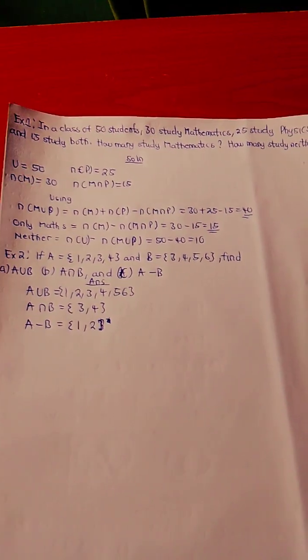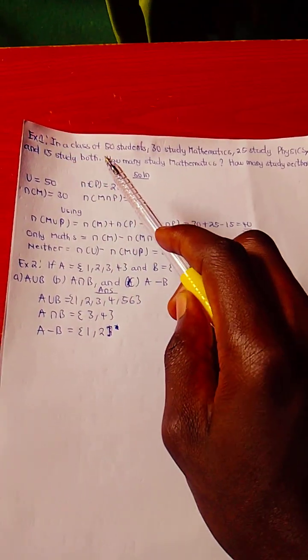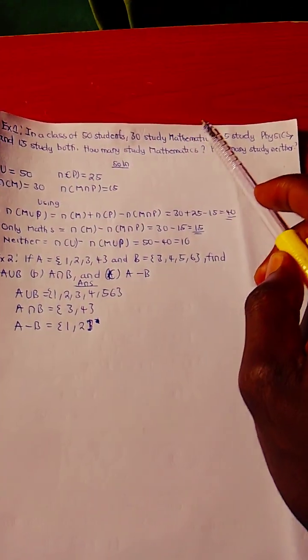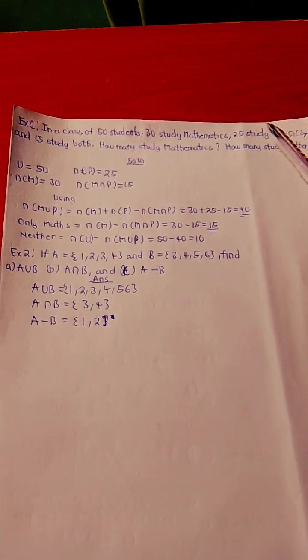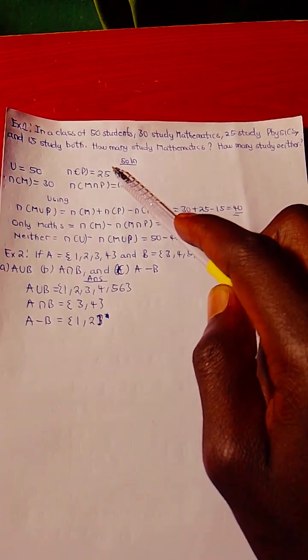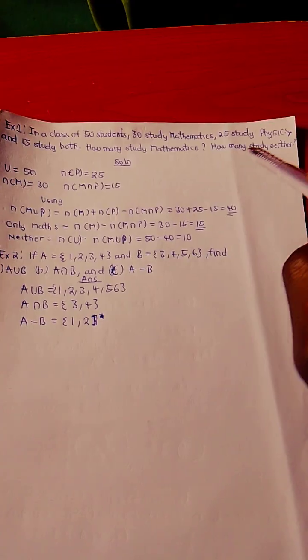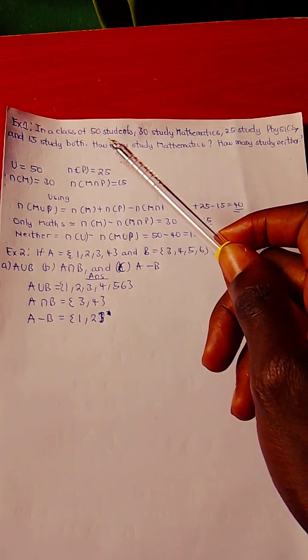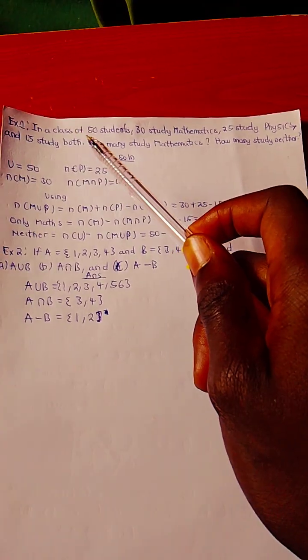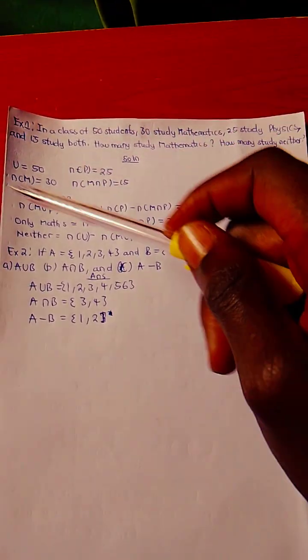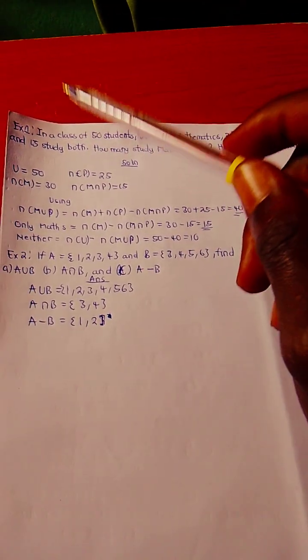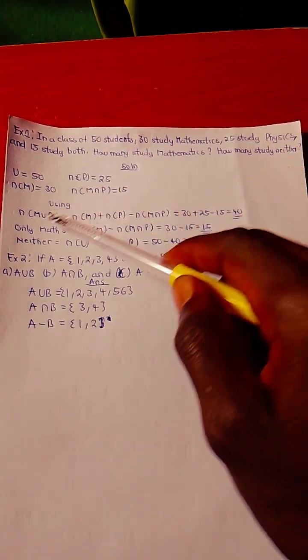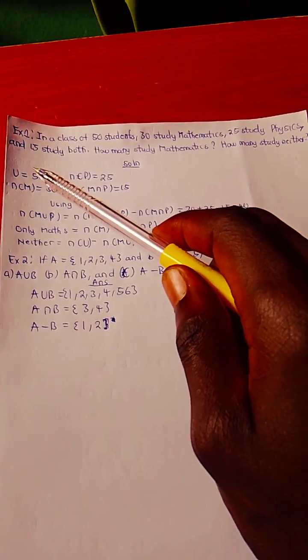Now going to the examples here, we said in a class of 50 students, 30 study mathematics, 25 study physics, and 15 study both. How many study mathematics only and how many study neither? Now the solution goes thus. The class of 50 students, that is, they have classified everything in that particular class, we only have 50 students. I classified this as the universal set.